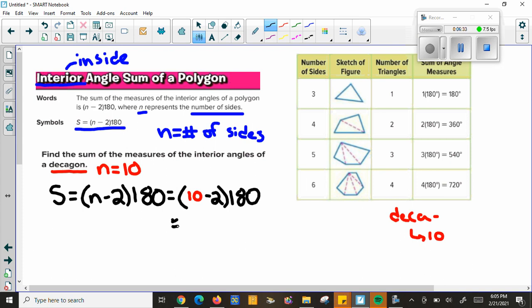Parentheses first, I have 10 minus 2, and that's 8 times 180. Either do this by hand or check in a calculator, and you find that the total sum is 1,440 degrees.